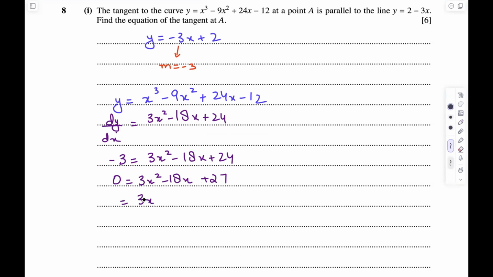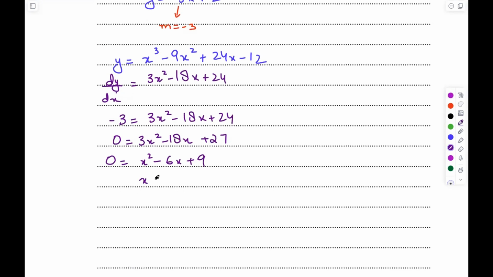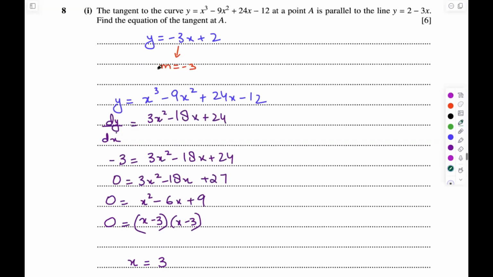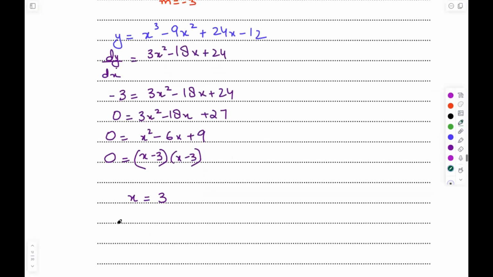Okay, so we can divide the whole equation by 3. That will become x squared minus 6x plus 9 equals 0. Factorizing this, we'll get (x minus 3)(x minus 3) equals 0. So the x coordinate will be equal to 3. Once we have the x coordinate of the tangent, we can find the y coordinate using the equation of the curve.